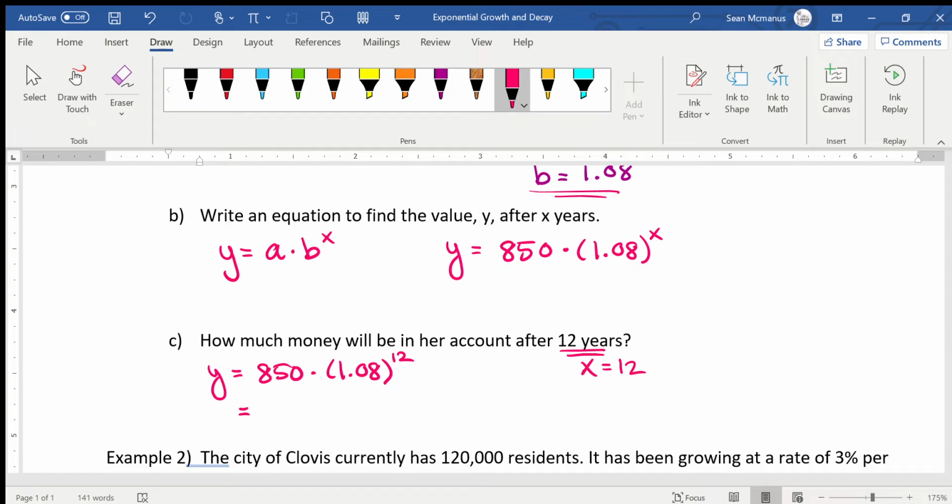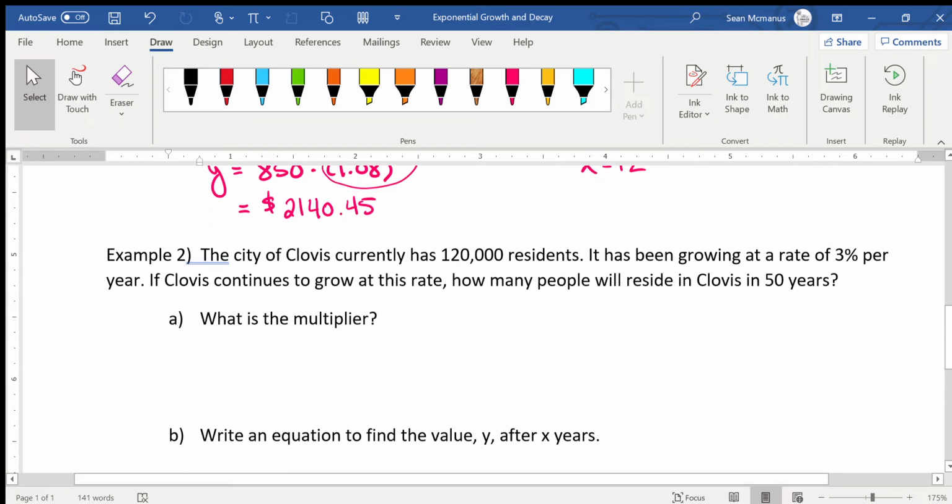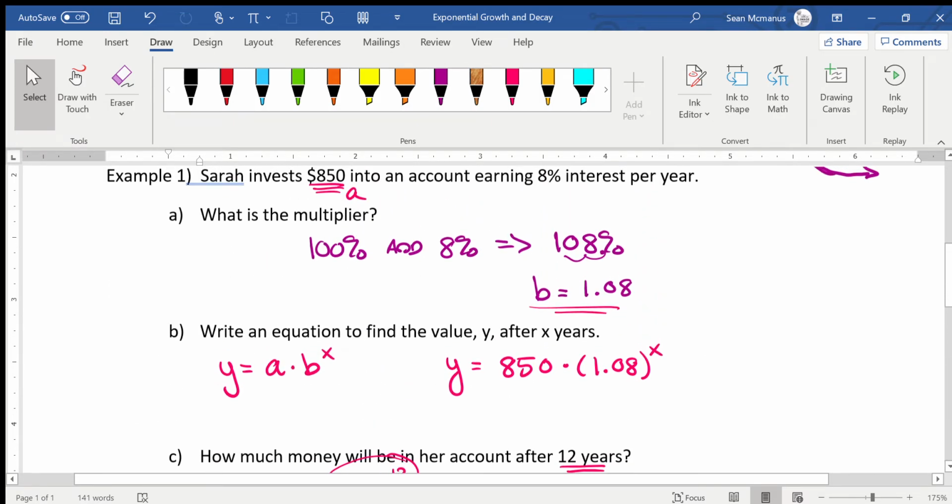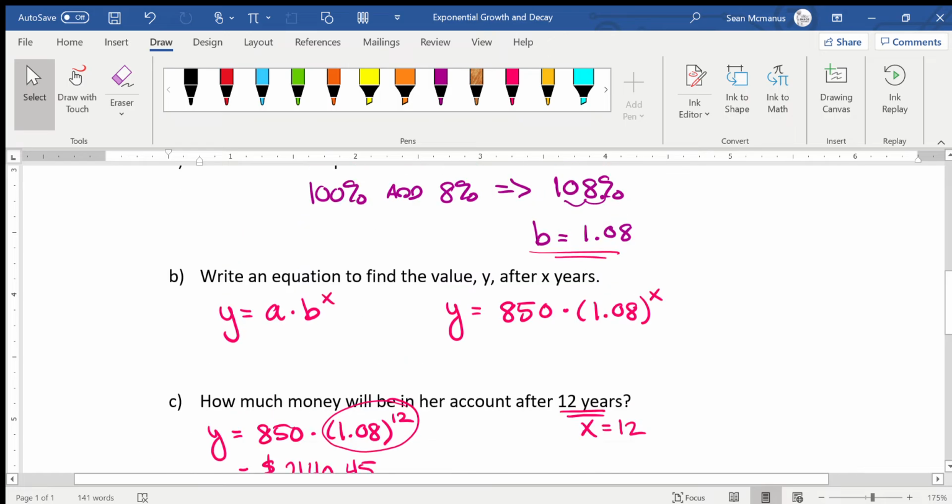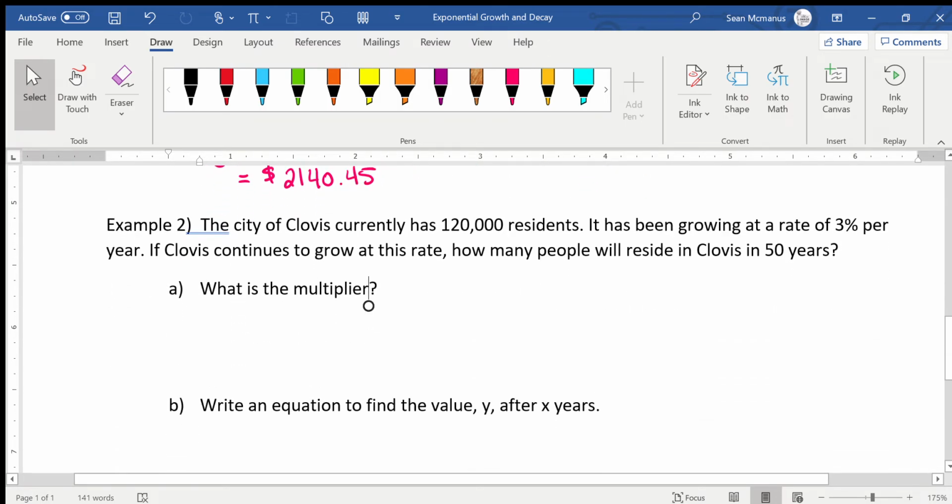So what I would do is I would probably do this first if I'm working on a phone, and then multiply it by 850. But I worked it out ahead of time, so if I do that correctly and plug it in, I should get $2,140, and I think you have to round up to get 45 cents. So that's not too bad, right? Like 850 bucks, and after 12 years, it's gone up pretty substantially.